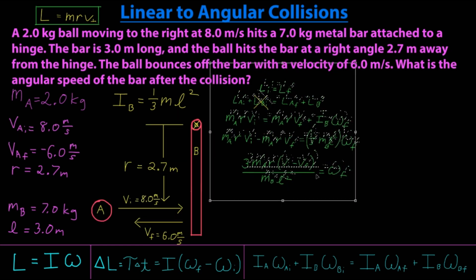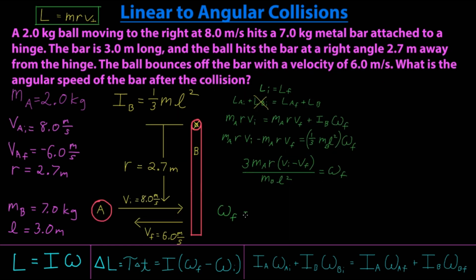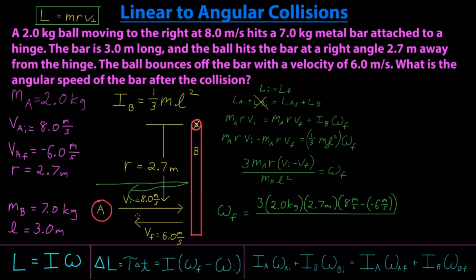I'm going to move things around a little bit so we have some space. So omega final equals 3 times mass A, which is 2 kilograms, times radius, which is 2.7 meters. Now, this part's kind of key. VI is one way, it's 8 meters a second, minus the final velocity is in the opposite direction, negative 6 meters a second. So you have a double negative here. This is effectively impulse. The ball bouncing off something will apply more impulse than if it just stopped. Mass of the bar is 7 kilograms.